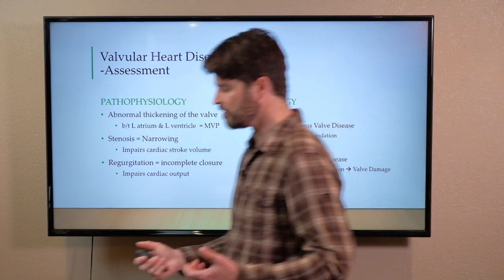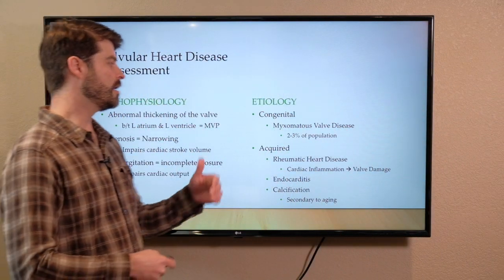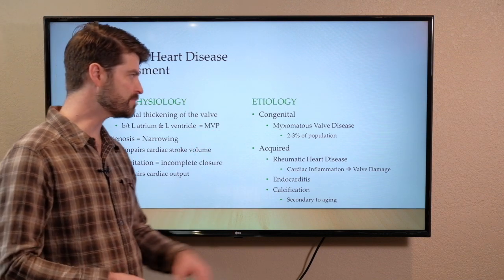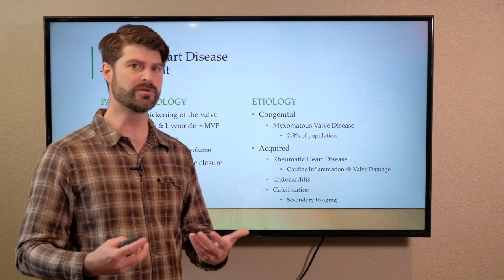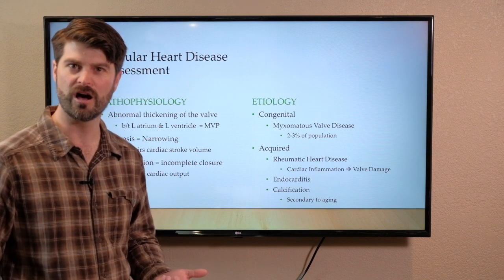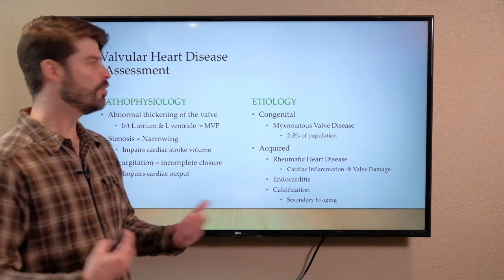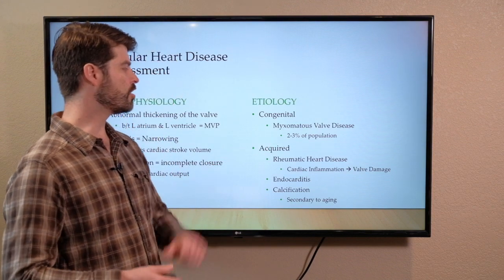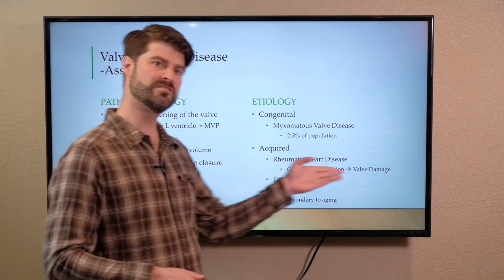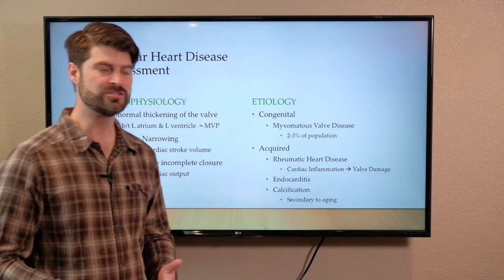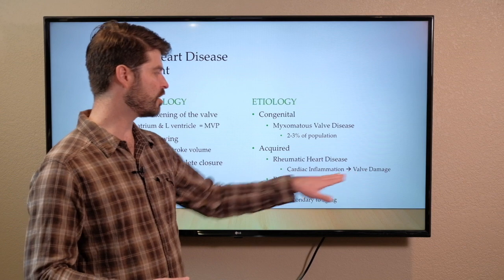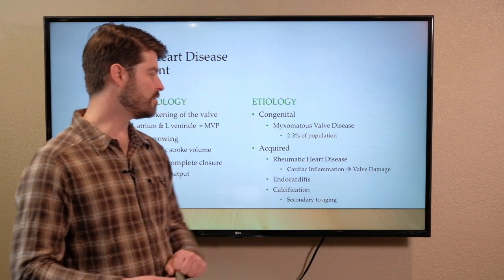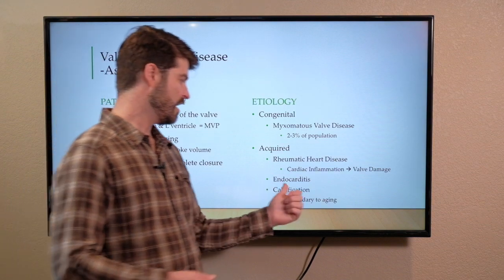The etiology of these mitral valve prolapses, so a couple different ways. One is congenital. You can be born with a mitral valve prolapse. This happens in about 2 to 3% of the population. So it's not terribly common that people are born with a heart valve disorder or with a mitral valve prolapse. Or acquired. So one of the big ways is rheumatic heart disease. It's an infectious process that patients can get early on in their life that leads to cardiac inflammation, rheumatic fever. And then they can end up with valve damage long-term.